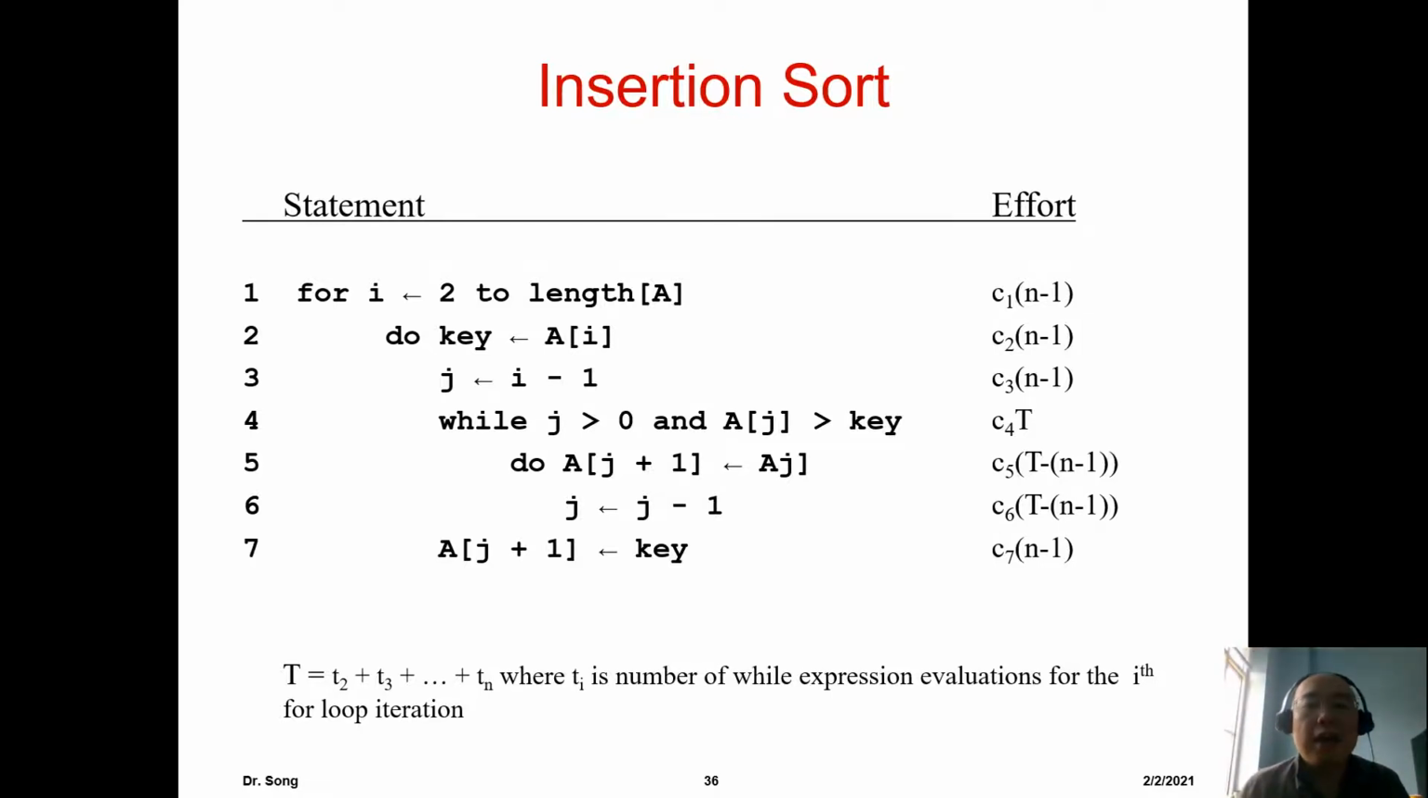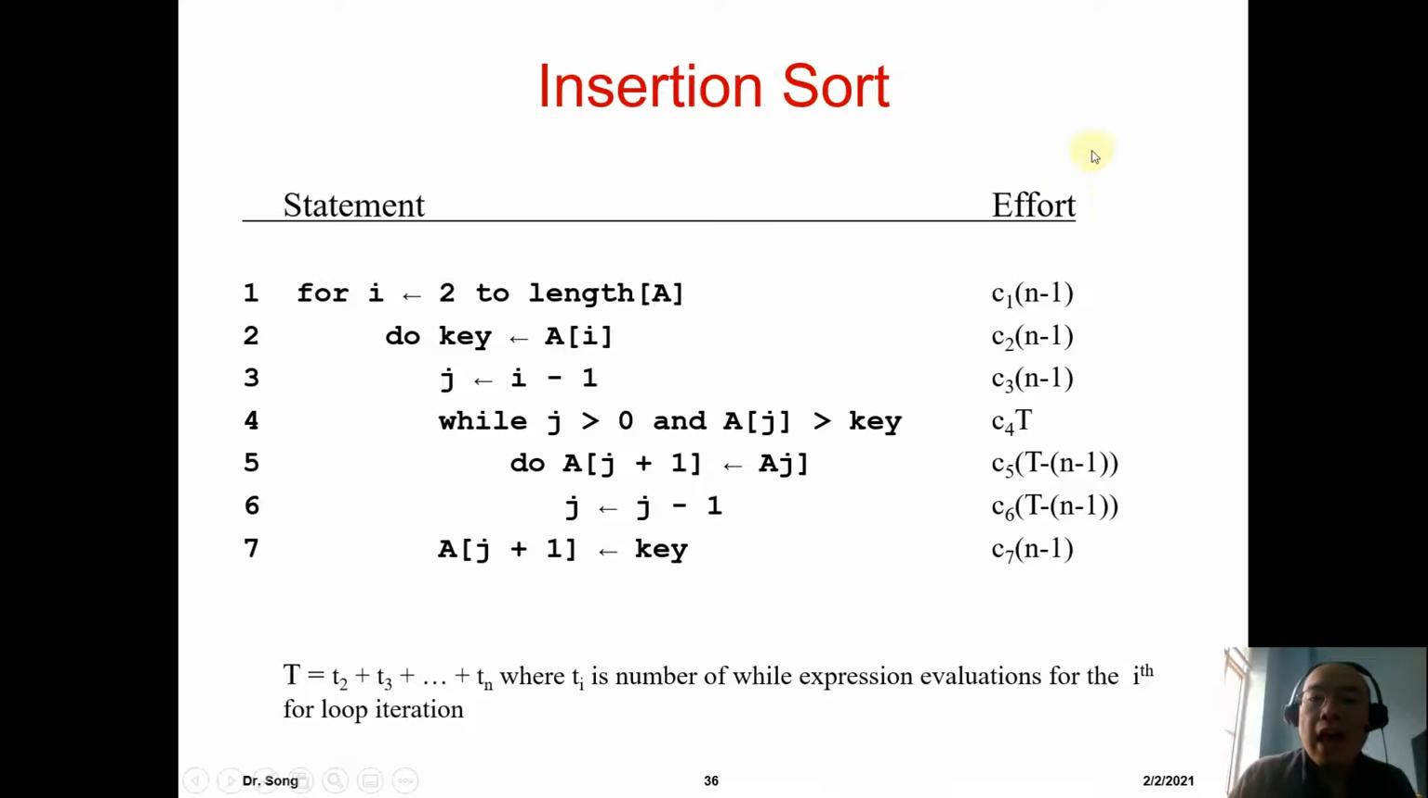And how many values are we inserting? The number should be n minus 1. Right? So that means the cost of running line 4 should be C4 T. And the cost of running line 5 and line 6 should be C5 (T minus (n minus 1)) and C6 (T minus (n minus 1)). Okay, so we figured out the effort to run the whole algorithm by counting how many times we are going to visit each line of the code.